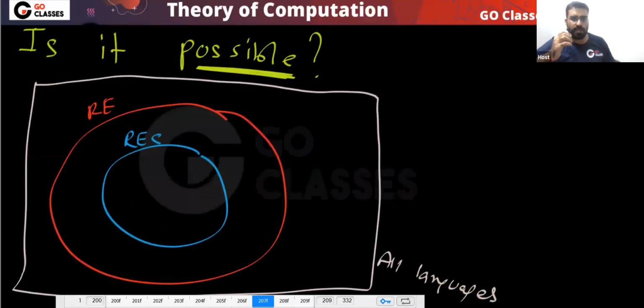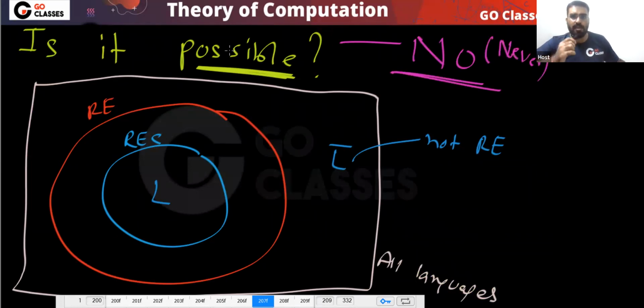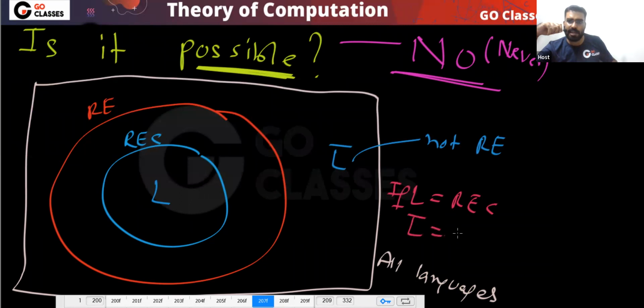Okay, now tell me about this one. Is it possible that L is here and L complement is not RE? It means not RE, right? Is it possible? Again, no. Not possible. Never. Again, the same logic: if L is recursive, then L complement will be recursive.